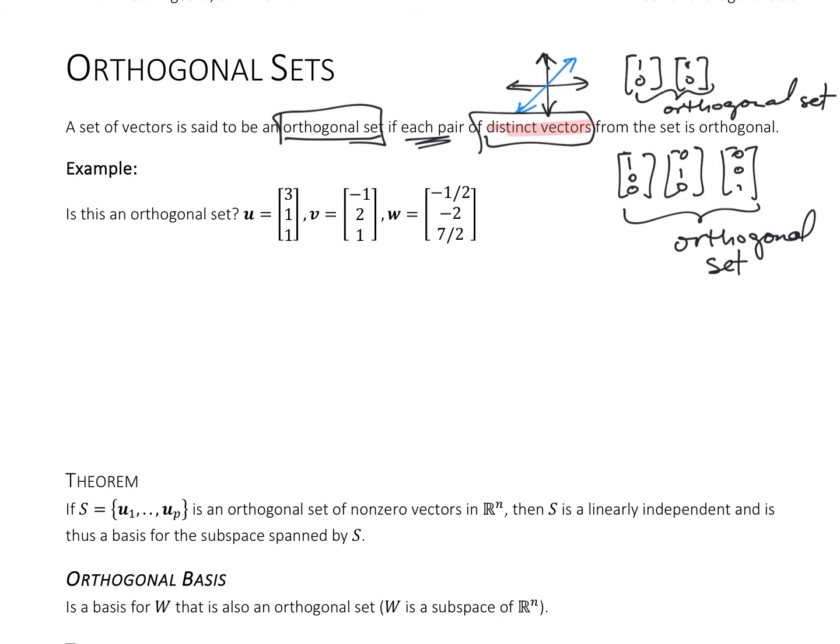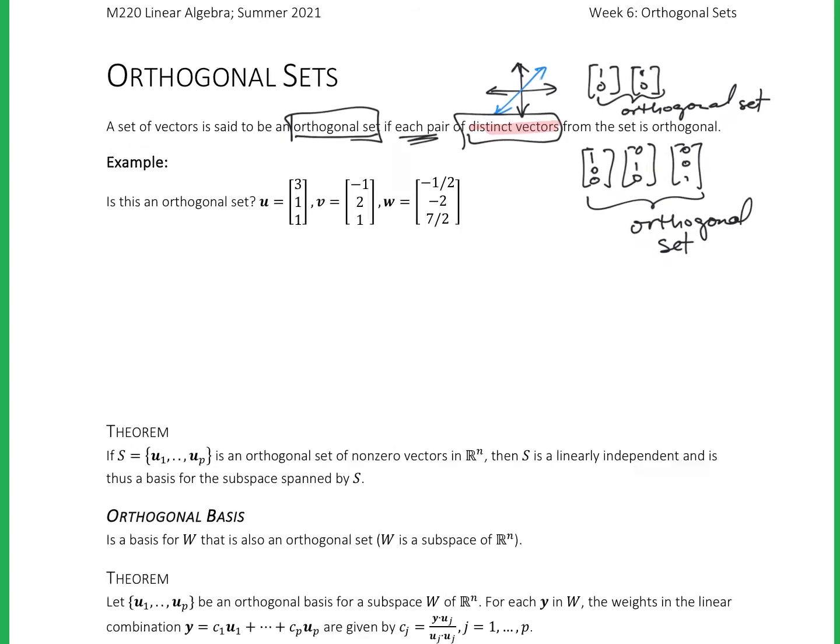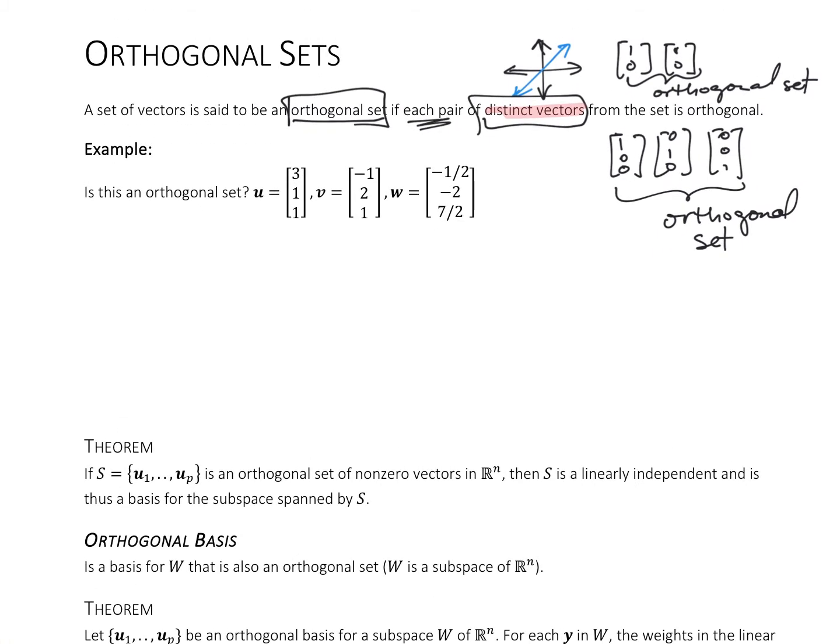Here, because we have three vectors, we need to test three different pairs. We need to see if U and V are orthogonal, if U and W are orthogonal, and then if V and W are orthogonal. The way we're going to do this is by taking the dot product, or the inner product, whatever you want to call it. I like dot product, so we're going to stick with it. The dot product just says take your things, multiply, and add them.